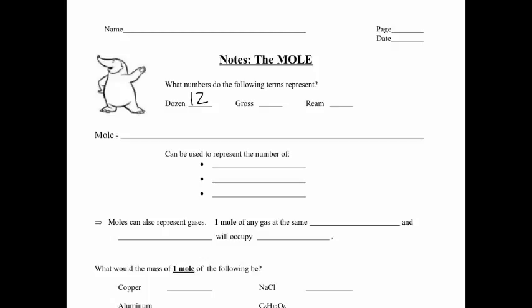What about a gross? Do you know what a gross represents? A gross represents a dozen dozens, or 12 times 12, which is 144. So there's another word that represents a number. This last example, a ream, if you've ever bought a ream of paper or seen a ream of paper, it's one of the packages of paper. And a ream of paper contains 500 sheets of paper. So another word that represents a number.